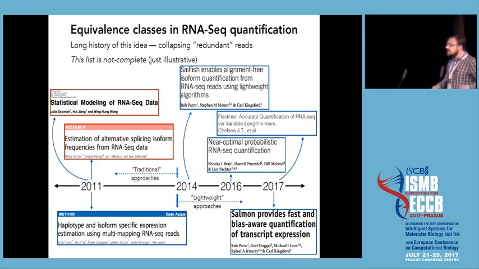This idea has been around for a long time, and there are multiple different formulations. They're not all equivalent, but the one I'm talking about here was first introduced in 2011 in a paper by Ernest Turro with a program called MMSeq. But this idea spans the approaches based on traditional alignment and the new lightweight quantification approaches that are alignment free. The idea of factorizing the likelihood is independent of how you generate the mappings.